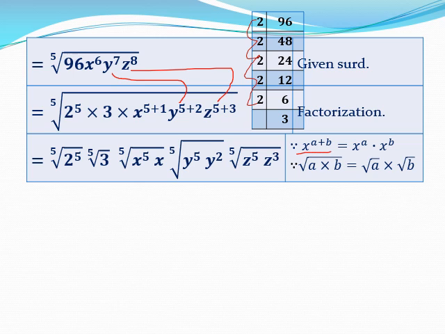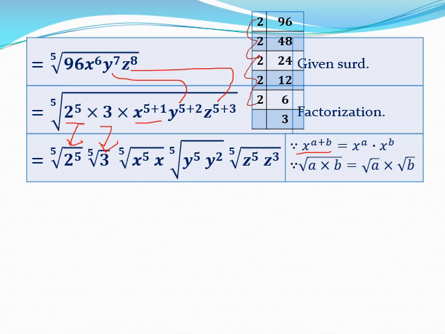As we are familiar with this law, x raised to power a plus b can be written as x raised to power a into x raised to power b. And also, if two numbers are in product under the same radical sign, they can be separated as root a into root b. So we are going to use it. As this number is 2 raised to power 5, after separating it, we get fifth root of 2 raised to power 5 and fifth root of 3.